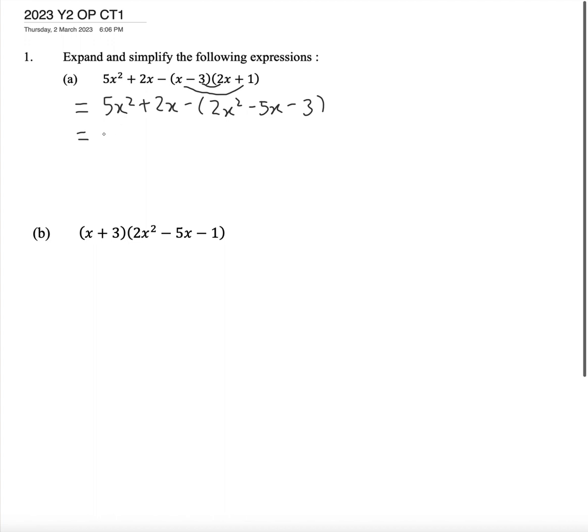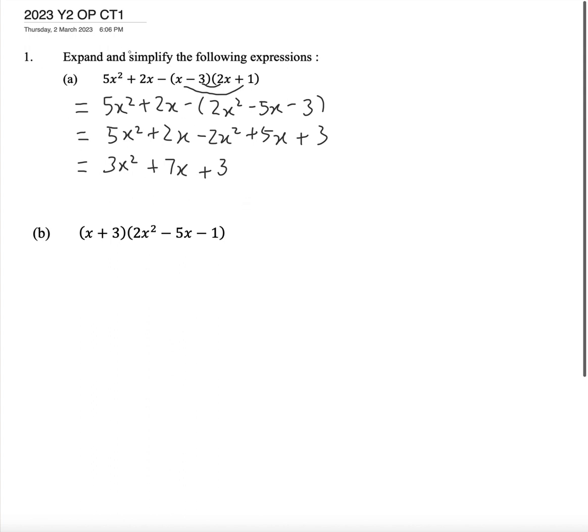Now we need to open up the brackets and multiply the sign. So we have minus 2x squared. Minus times minus is plus 5x. And minus times minus is plus 3. Now collecting like terms, 5x squared minus 2x squared is 3x squared. 2x plus 5x is 7x. And then the last term is 3.